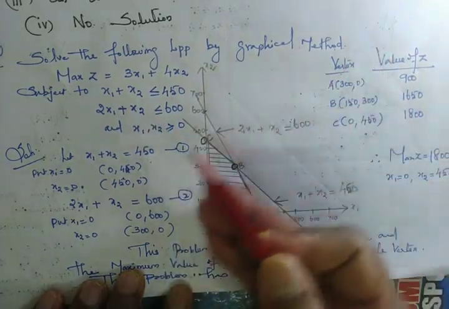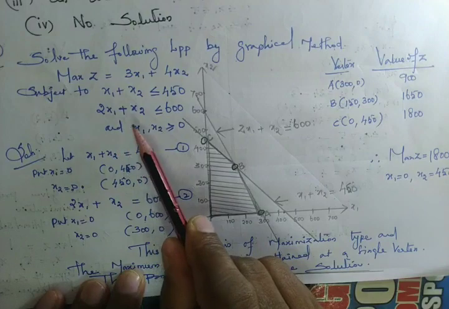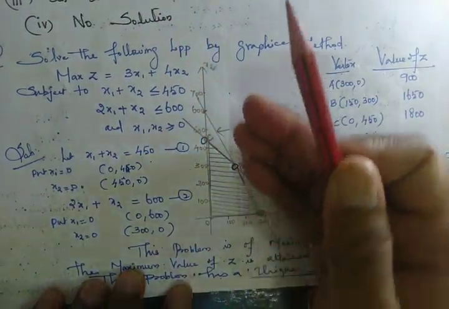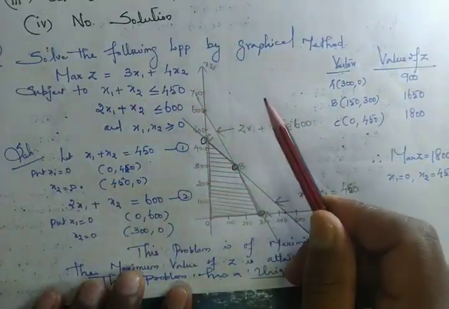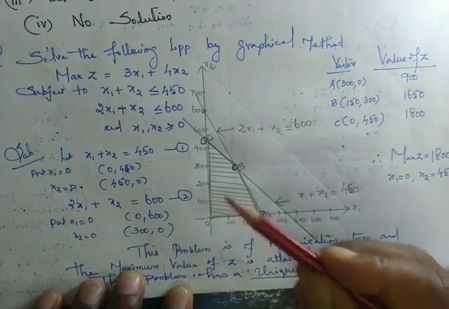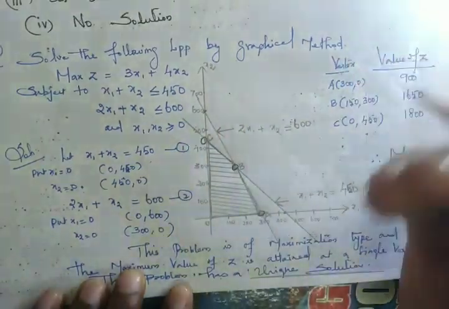Here the line is an equality, but the original constraint is less than. That's the reason your region is less than this. Here 2x1 plus x2 less than or equal to 600. This equation is equal to 600, your region is less than that. You can't cross the line. You can't cross the border. That border indicates the constraints. So greater than means above the line, less than means below the line.